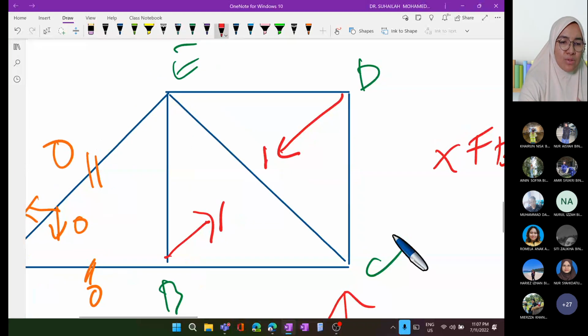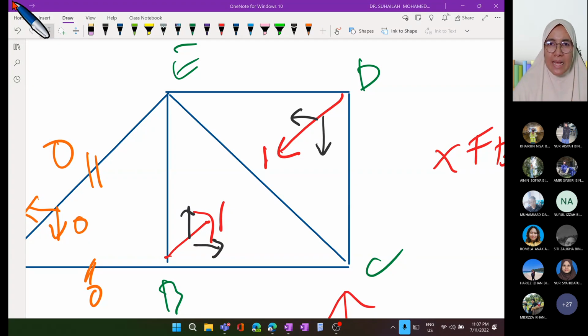Okay, now kita nak resolve in X and Y. Bila dia incline force, incline member, kita memang kena resolve in X and Y. Okay, lepas dah resolve, kena buat balancing. Setiap join ada one unknown. X pun one unknown, Y pun one unknown.